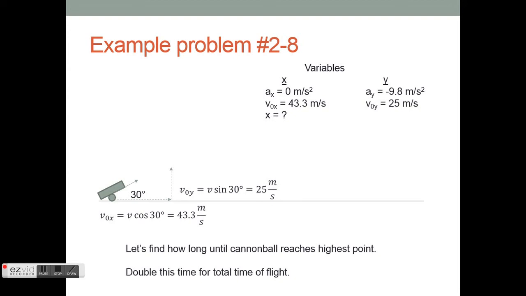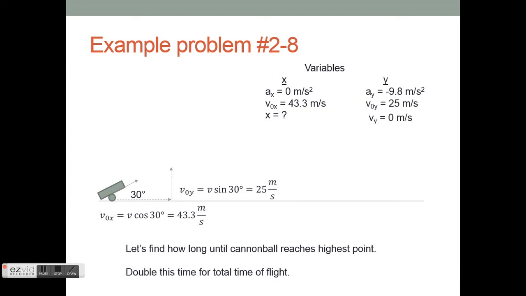Probably the most logical thing to do would be to figure out how long it takes for the cannonball to reach its highest point. If I can figure out that amount of time, the total time of flight has to be double that amount of time. The time it takes to get to the highest point from the ground, and the time it takes from the highest point back to the ground are the same.